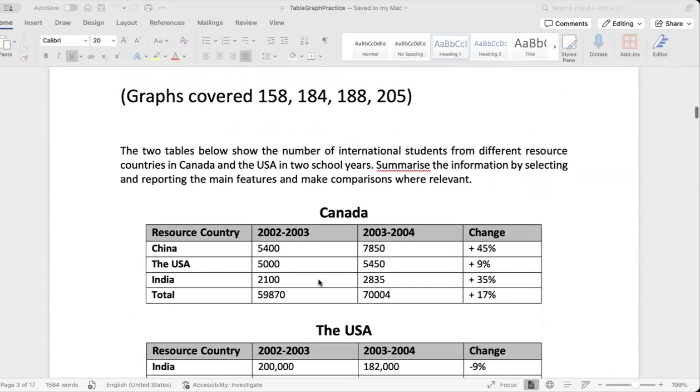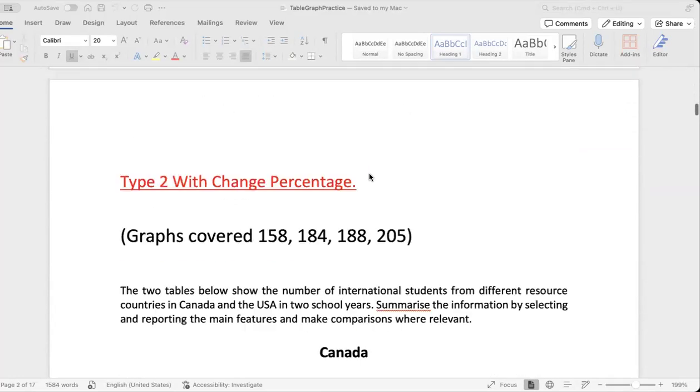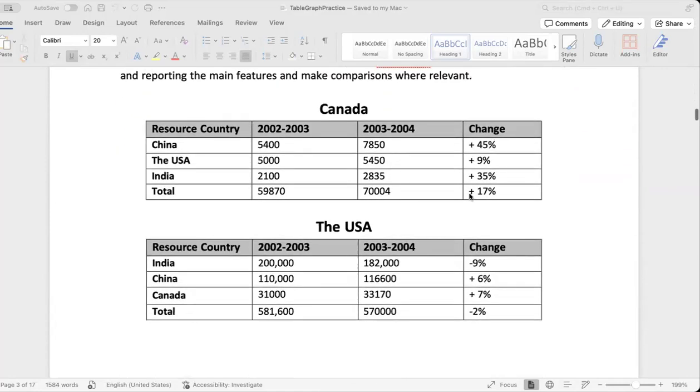See, case number 2 is exactly the same as case number 1, except that they give a change here. Like they'll give a percentage change here. For example, they've given 45% here, 9% here. They'll give the data also. For example, they'll say 5400 to 7850.